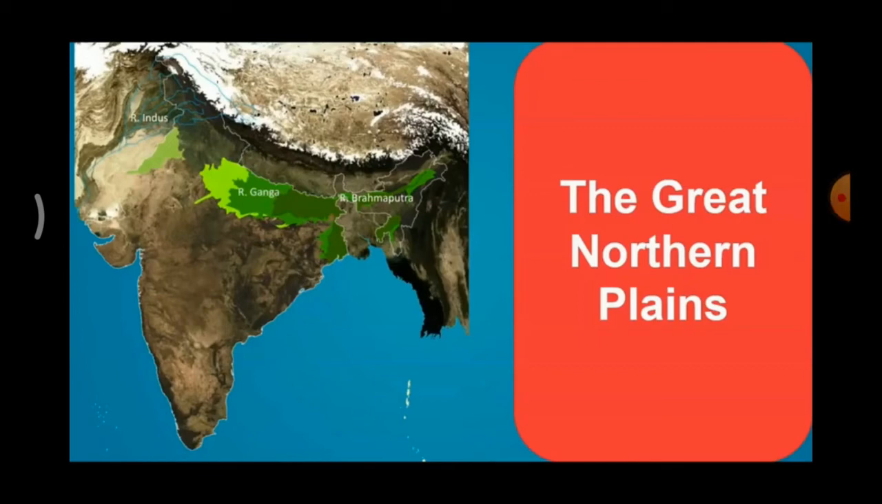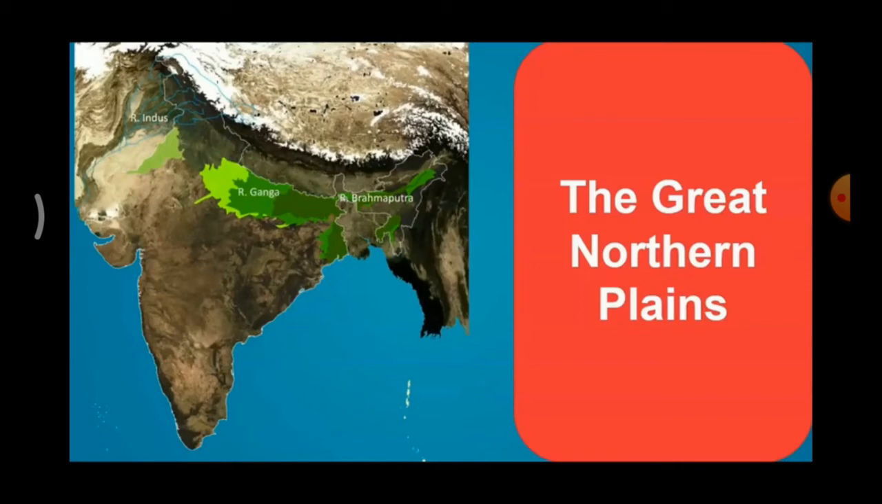Bhabar Plain is made up of gravels and sediments deposited by the Himalayan rivers. Tarai Tract is a zone of excessive dampness, thick forest and rich wildlife. Bangar Plain, this is a very important one mark question, is formed by the older alluvium. Khadar Plain is formed by new alluvium. So, older alluvium is Bangar, new alluvium is Khadar.